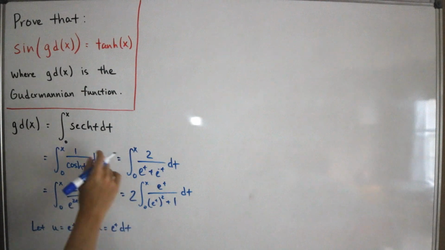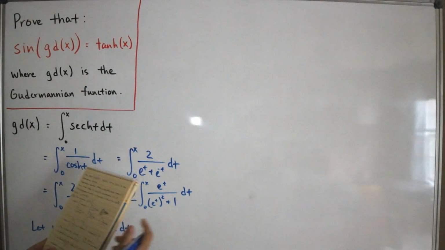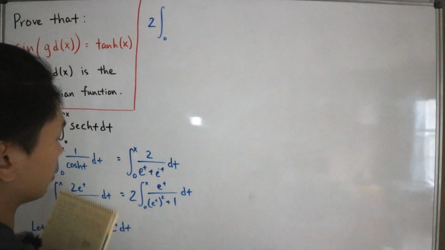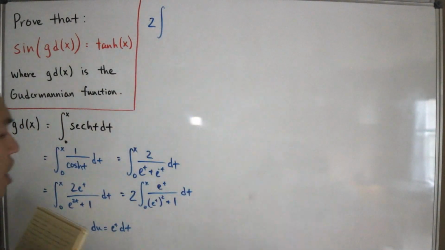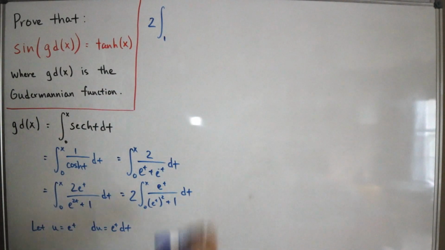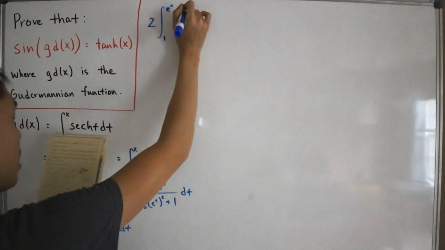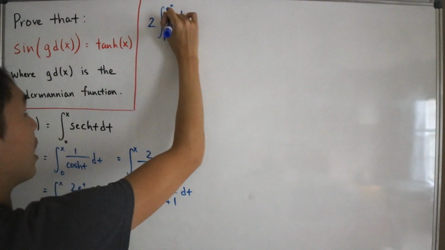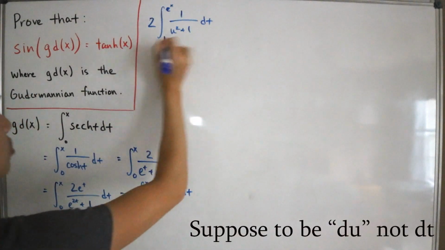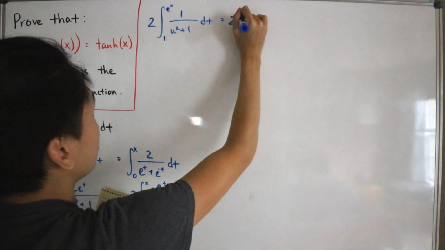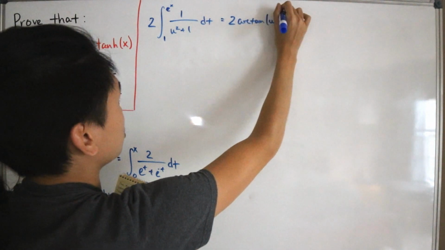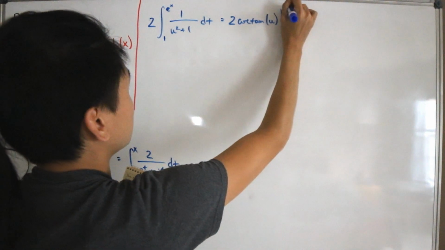Now that's actually going to give us the new variable in terms of u. So that will give us 2 multiplied with the integral with our new bounds. Don't forget that. Our new bounds are going to be from 1 to, plugging in x, e to the power x, of 1 divided by u squared plus 1 du. And this antiderivative is well known, this is going to be 2 times arctan of u. And then we'll just evaluate this from 1 to e to the x.